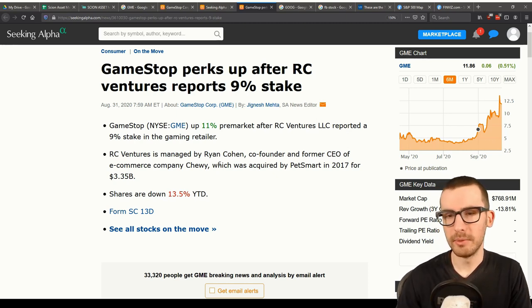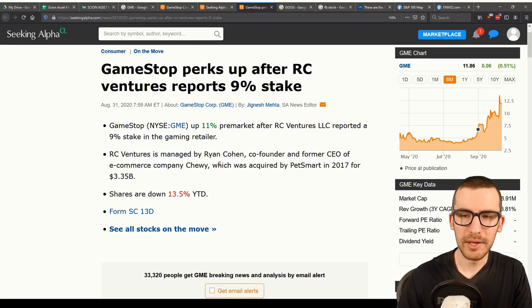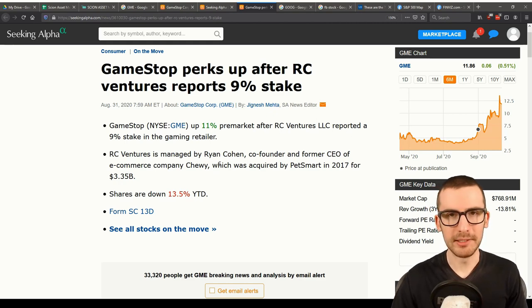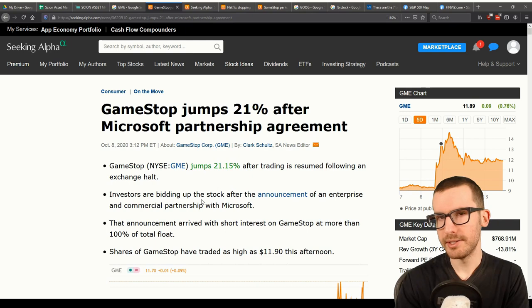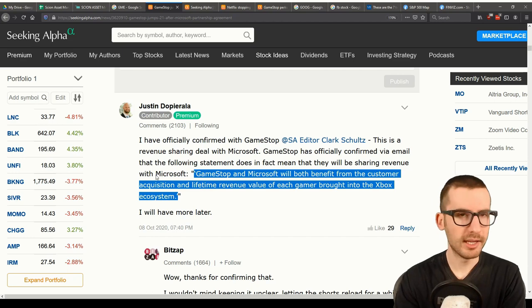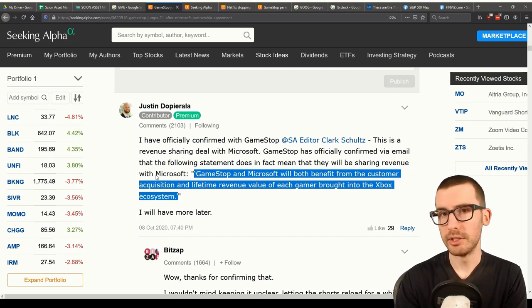One of those catalysts was an announcement by Ryan Cohen, the co-founder and former CEO of the e-commerce company Chewy. Now, Chewy was acquired in 2017 by PetSmart, but Ryan has a very strong background and expertise in e-commerce retail, which many people believe could be just what GameStop needs. More recently, in October, GameStop announced that they were entering into an enterprise and commercial partnership with Microsoft. Now, with part of that arrangement, GameStop will receive a portion of the lifetime revenue for all customers brought into the Xbox ecosystem through a purchase through GameStop.